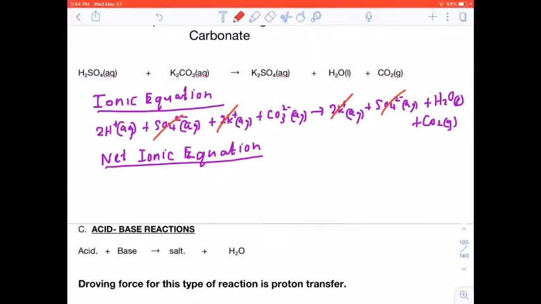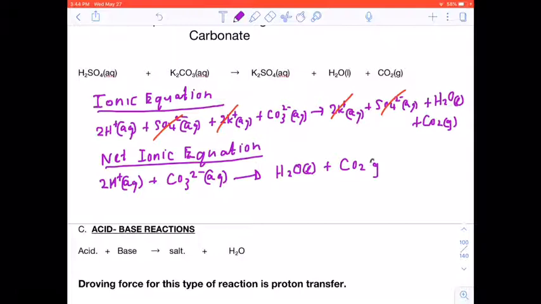Then what are we left with? We are left with 2H plus, right, plus CO3 2 minus, which then gives us H2O plus CO2 gas.